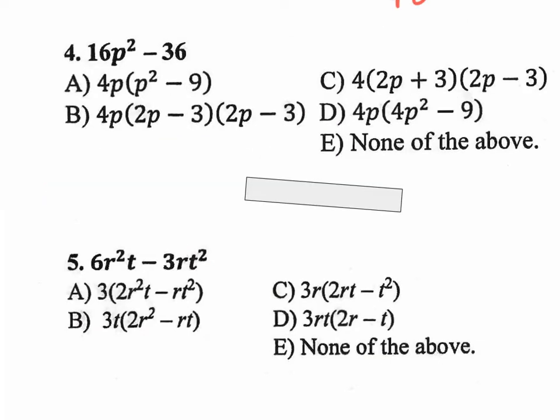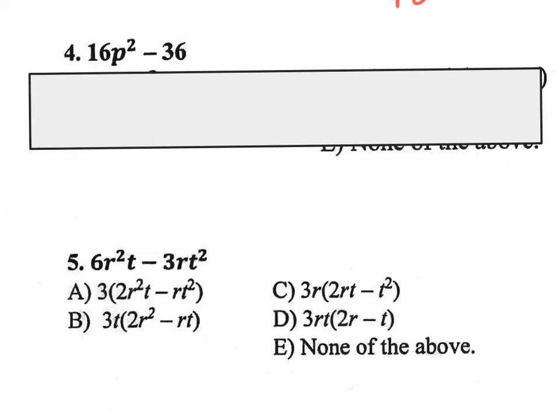So again, on number 4, let's ignore the multiple choice answers, and let's recognize that this is an even number and that's an even number. So we could definitely pull out a GCF. What's in common in both terms?